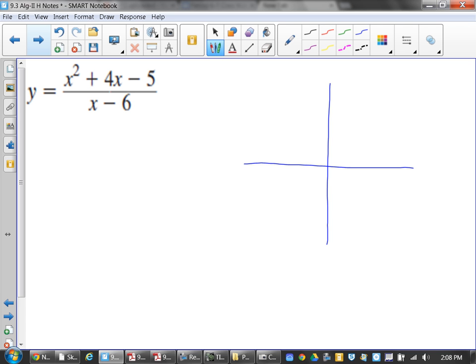We know that we'll have vertical asymptotes at the zeros of the denominator. So what's the 0 of the denominator here? 6. So I know that I can start out by writing vertical asymptote at x equals 6. I plot it just like that. I know that's going to occur. We all right with that?